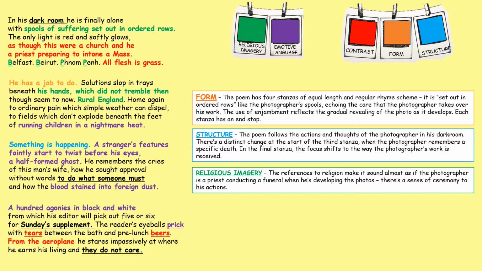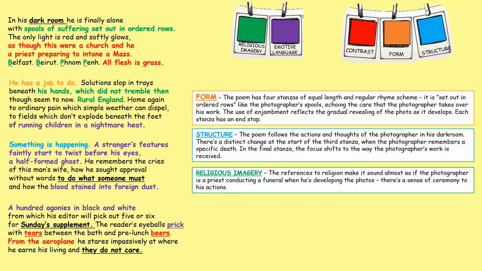Okay, so we have structure in blue. So the poem follows the actions and thoughts of a photographer in his darkroom. There is a distinct change at the start of the 3rd stanza when the photographer remembers a specific death. In the final stanza, the focus shifts to the way the photographer's work is received.